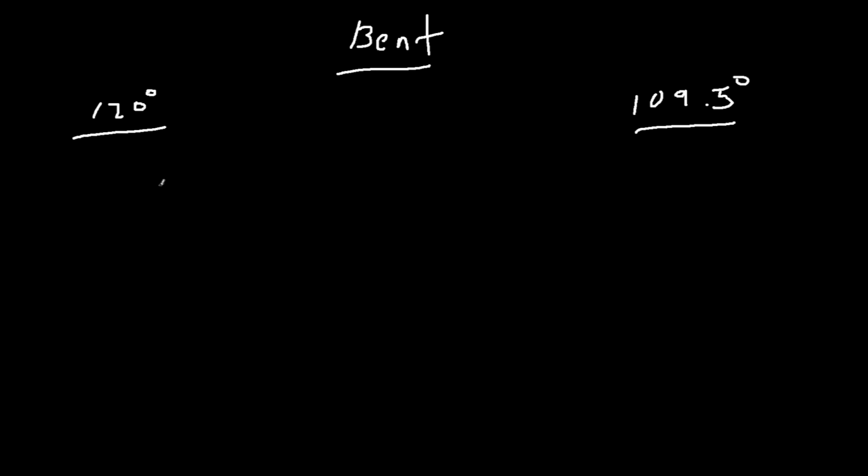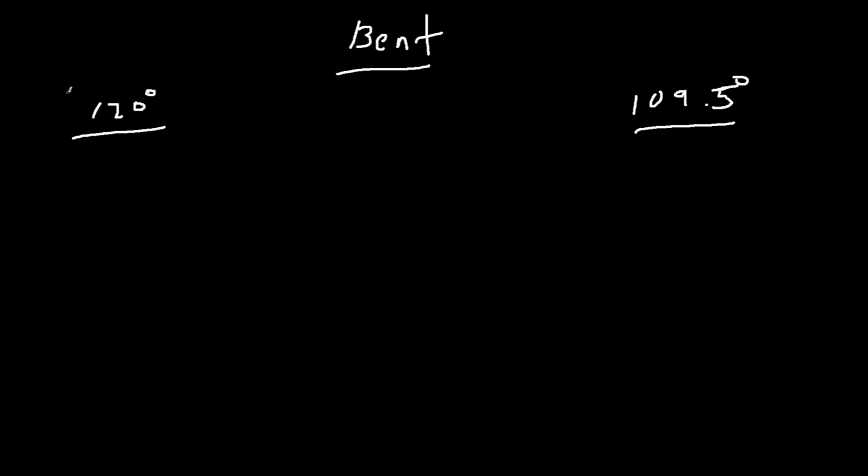Today we're going to be talking about bent molecular geometry. The two that I want to go over are the 120 degree bent and the 109.5. First thing you'll notice is that 120 is usually the angle for the trigonal planar geometry, right? And 109.5 is usually the angle for the tetrahedral, right? And it's good that you notice that because that's exactly where it comes from.